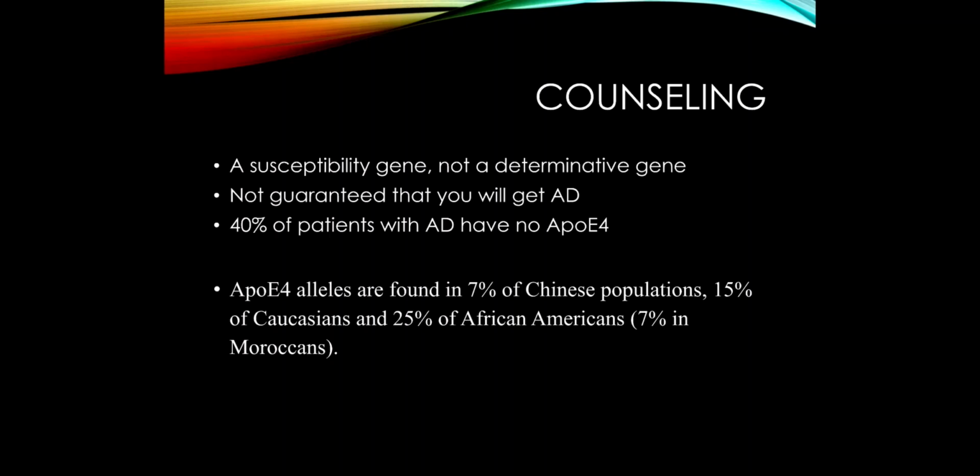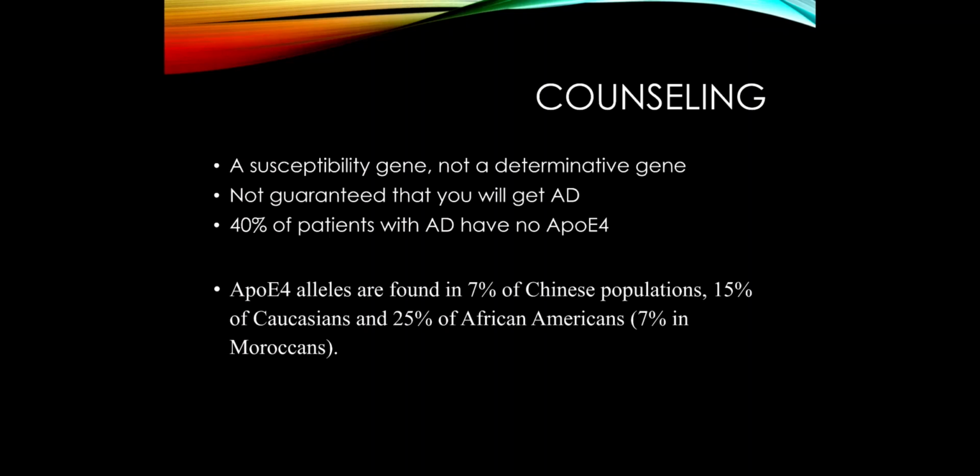So a determinative gene would be something like Huntington's, where if you have a certain number of trinucleotide repeats, you are going to get Huntington's disease. We could be very confident about that. But if you have even the ApoE4 allele, it's not guaranteed. It puts you at risk, but it's not a guarantee that you will get Alzheimer's dementia.